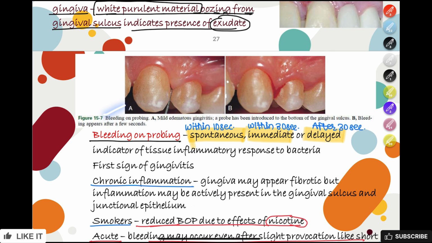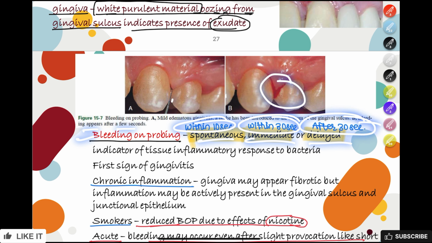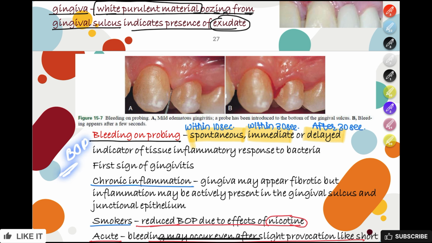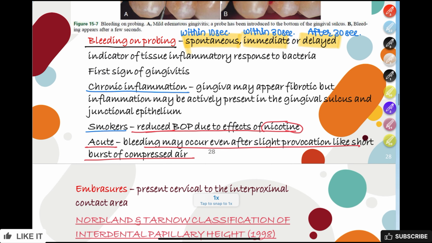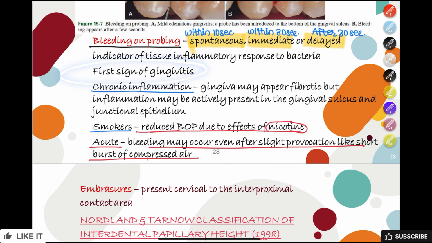This is bleeding on probing. A mild edematous gingivitis. A probe has been introduced at the bottom of the gingival sulcus. B is the bleeding that appears after a few seconds. Bleeding on probing can be termed spontaneous within 10 seconds, immediate within 30 seconds and delayed after 30 seconds. It is an indicator of tissue inflammatory response to bacteria. It is the first sign of gingivitis, that is, bleeding on probing.